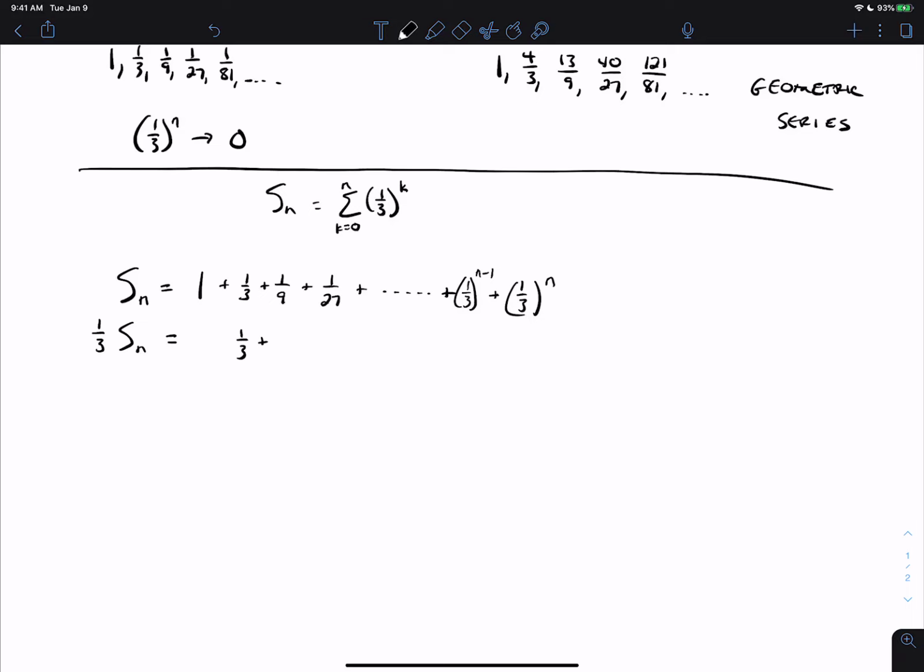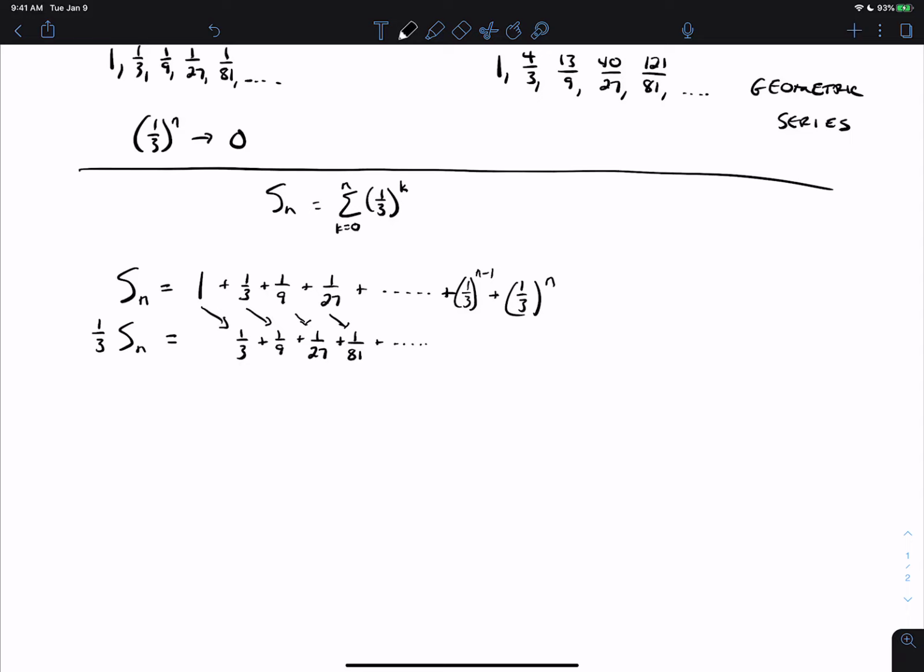1/3 times 1/3 is 1/9. 1/3 times 1/9 is 1/27. And then 1/27 times 1/3 is 1/81. It's weird, but when I'm multiplying by 1/3, this 1 becomes that 1/3, this 1/3 becomes that 1/9, and so on to the right. The 1/27 becomes 1/81, and then we're going to keep going and get whatever's next, 1/243, and so on.